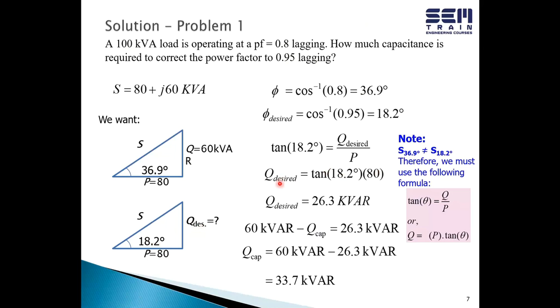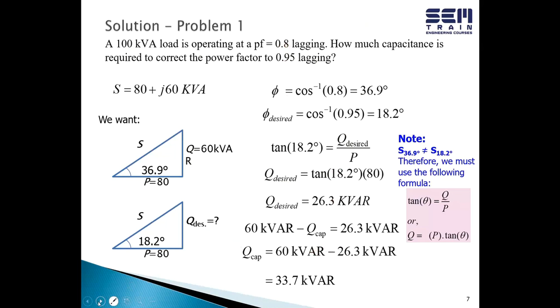So now you have the desired Q. You know what the initial Q is right here. Okay, 60. The difference between those two is what you're going to order. That'll be the kVAR size of the cap bank you're going to order to achieve this correction of power factor from 0.8 to 0.95 lagging.